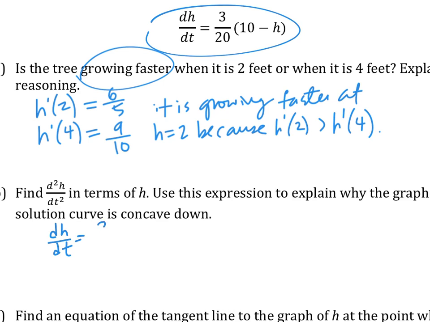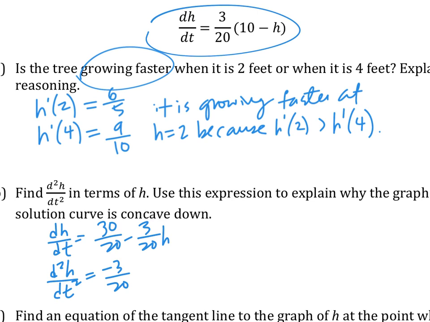Okay, dh dt is 30 over 20 minus 3 over 20 h. So taking this next derivative, the second derivative, that constant is going to go away. It's negative 3 over 20 times h prime, right? The ultimate variable is t. h has t in it. So when we take the derivative of negative 3 over 20 h, you take the constant and then take the derivative of h.